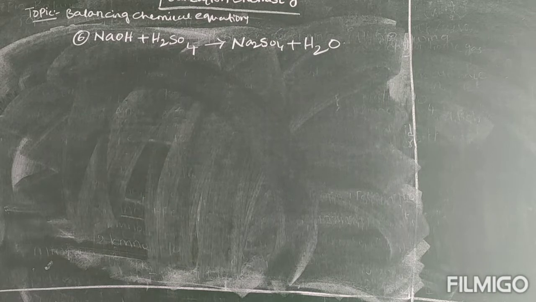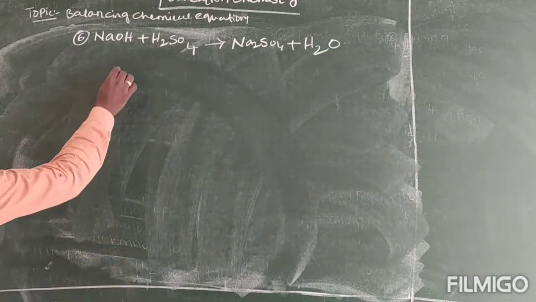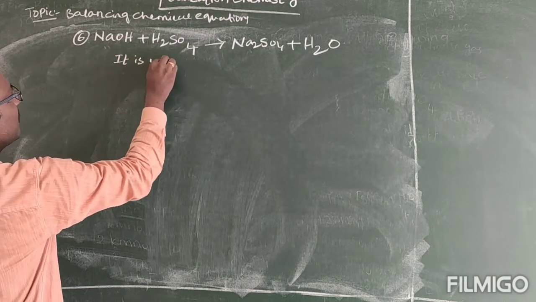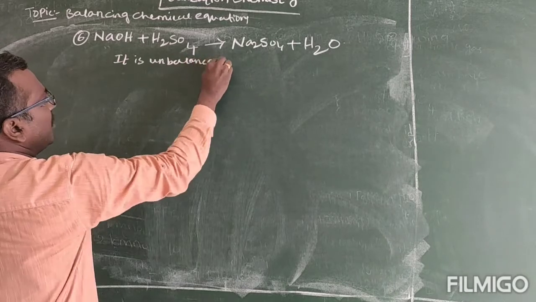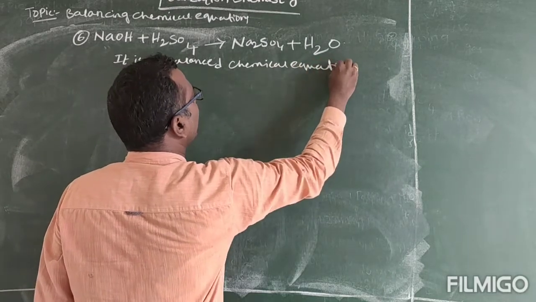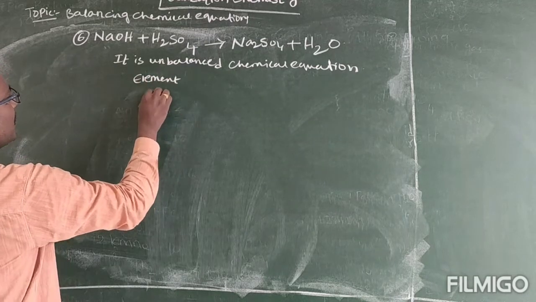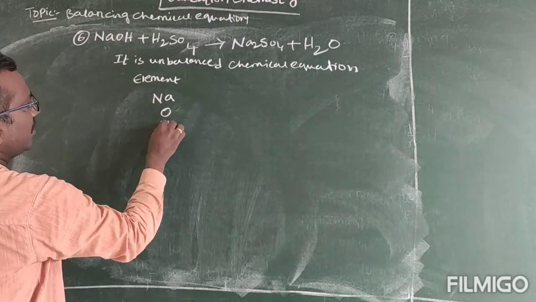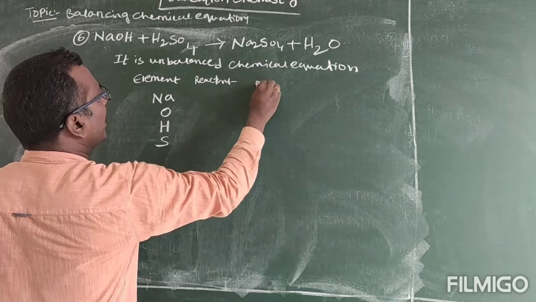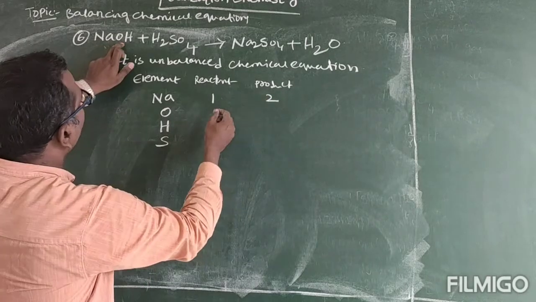This is the last equation. NaOH plus H2SO4 gives rise to Na2SO4 plus H2O. How we have to balance? First, Na here 2. So it is an unbalanced chemical equation. So first elements you have to identify. What are the elements? Sodium, oxygen, hydrogen and sulfur. How many they are present on reactant side and how many they are present on product side, we have to see. Sodium 1 and here 2.